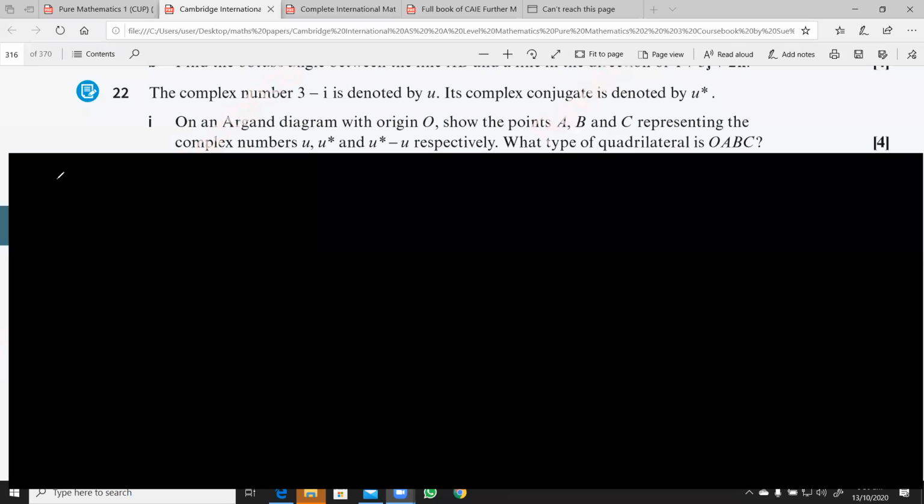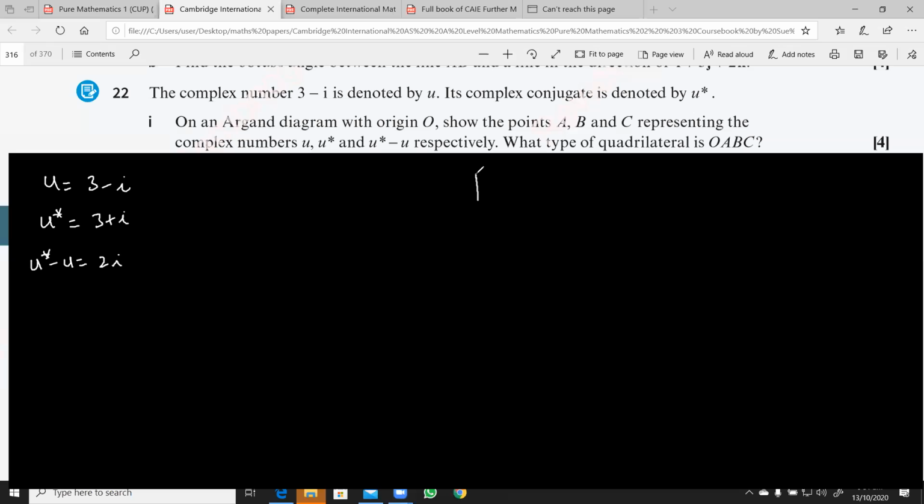Okay, there is a complex number u which is 3 minus i. So what will be its conjugate pair? 3 plus i. Okay. And we will be needing here u star minus u. So what is this u star minus u? That is going to be 2i. Okay. It says on an Argand diagram with origin O.